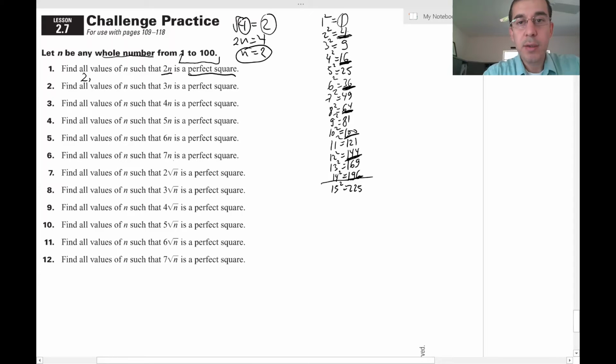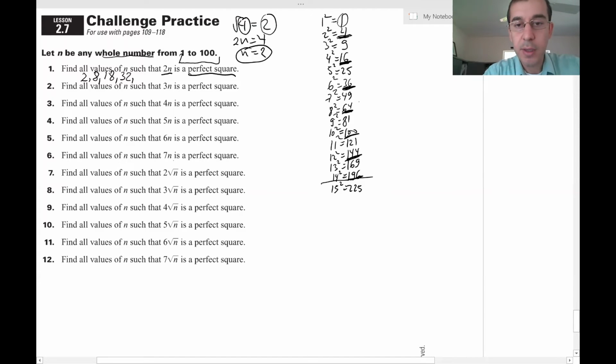So 2n equals 4, n is 2, so that's one solution. 2n equals 16, n is 8, so that's another solution. So 8 is another solution. Then 2n equals 36, so n is 18. 36 divided by 2, that's 18. So 18 is another solution. Then 2n equals 64, n is 32. 64 divided by 2, that's 32. So 32 is another solution.